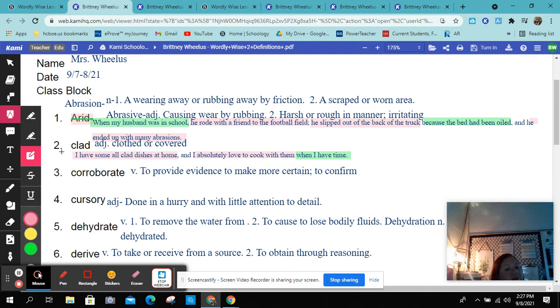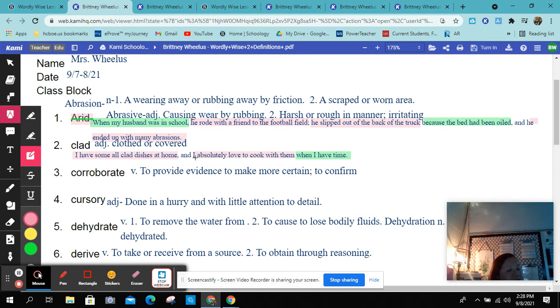If you look at number 2, it says clad. It's an adjective and it's clothed or covered. Okay? I have some all-clad dishes at home, comma, and I absolutely love to cook with them when I have time. All right, I have 2 independent clauses combined with a dependent clause. All right, I have some all-clad dishes has a subject, which is I. Have is my verb, and it expresses the complete thought. Okay, then I have a comma and a coordinating conjunction.